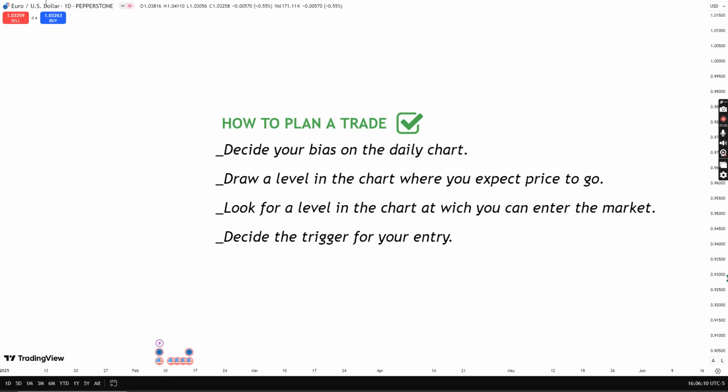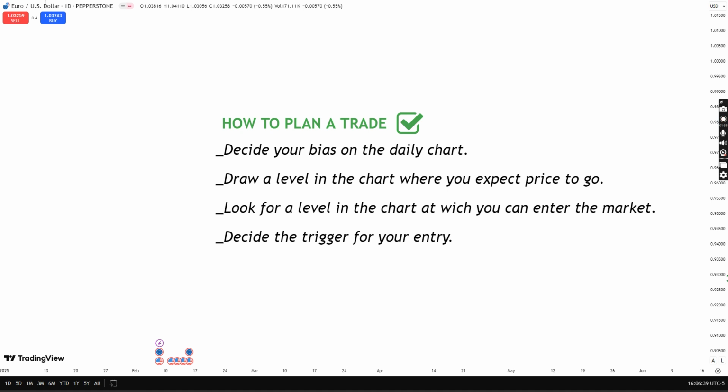Then you draw a level on the chart where you expect the price to go. So maybe there is an important low which probably has a liquidity below it, and so you want price to go down there. Or if you're bullish, like an important high or an imbalance the price needs to fill. So that's probably what's going to be your target, okay? Then we'll see it on the live market, you'll understand it better.